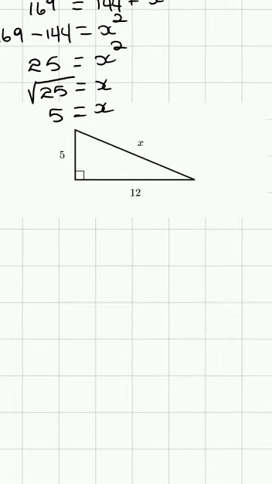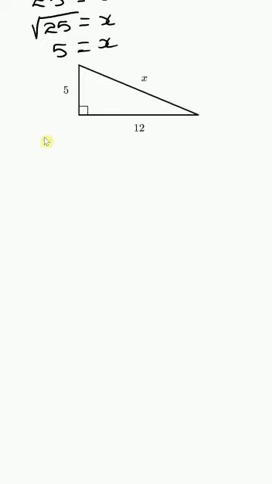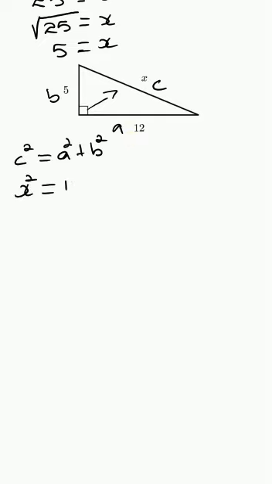We're going to go on to our next example. This triangle, again, we're going to be using Pythagoras Theorem. We identify the hypotenuse as x, and we're going to label the other 2 sides of the triangle. So the formula again says that c squared is equal to a squared plus b squared. Now c is actually x, so x squared is equal to 12 squared plus 5 squared.